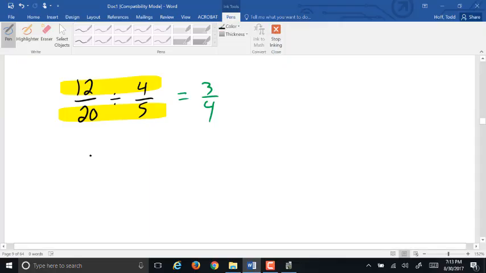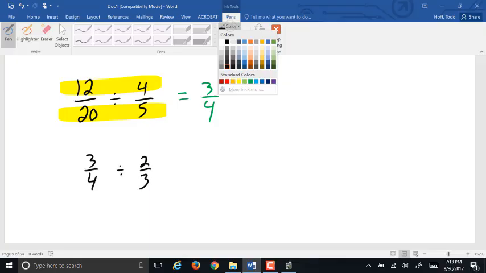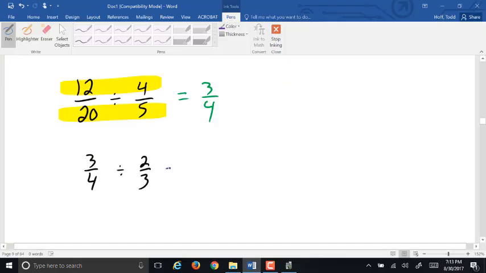Well, because we run into problems like 3/4 divided by 2/3. If I tried to divide straight across there, 3 divided by 2 is like 1.5, and 4 divided by 3 is 1.3333333333333. It goes on forever. Not going to work out right.